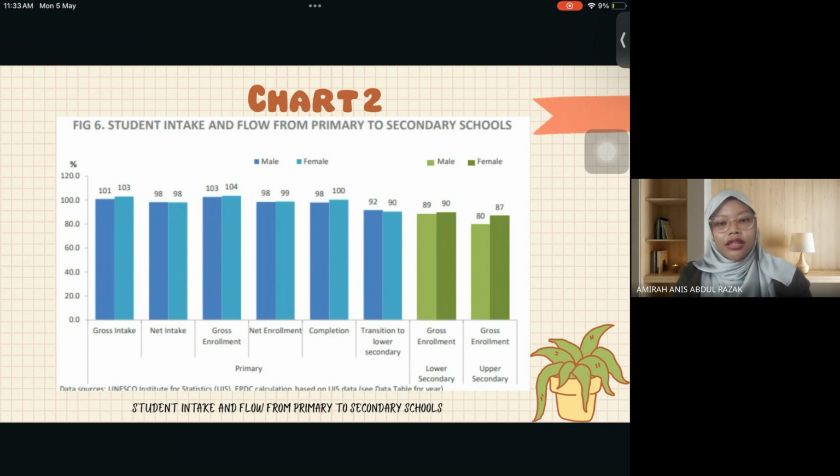to work. The biggest drop happened in gross enrollment in upper secondary schools. Boys go down to 80% and girls to 87%. Why is it important? Because it shows that many students, especially boys, are not continuing the final stage of school, because some students may feel school is not useful or they need to work to help their families.